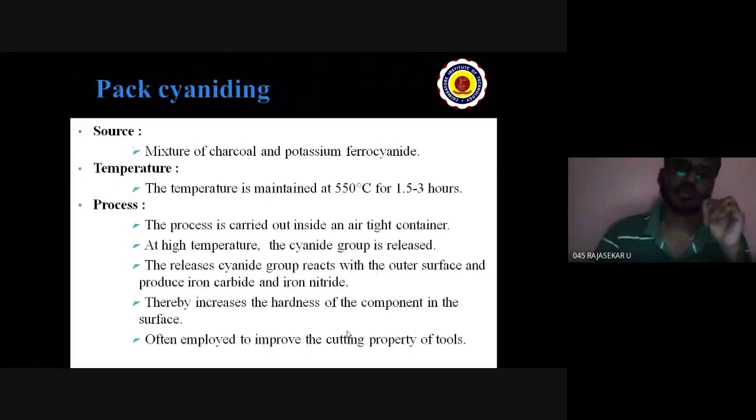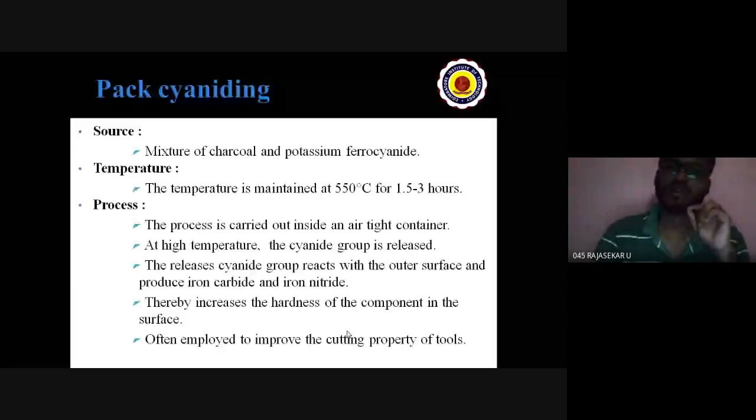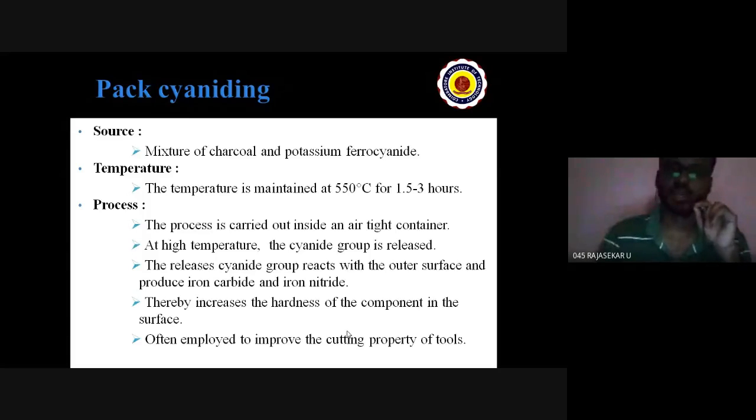In pack cyaniding, the source is the mixture of charcoal and potassium ferrocyanide. It provides the necessary carbon and nitrogen content to form the hard outer surface. Then the temperature is maintained at 550 degrees centigrade. Usually, the process is carried out for 1.5 to 3 hours, inside an airtight container.